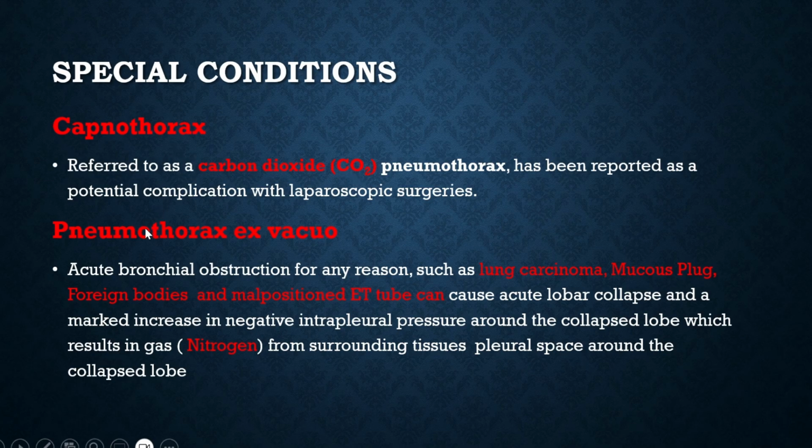So this is called the capnothorax, and pneumothorax ex vacuo is the acute bronchial obstruction due to any cause like carcinoma, mucus plug, foreign body, or malpositioning of ET tube, causing the collapse of the lung and air within the surrounding. This is called the pneumothorax ex vacuo. And in this condition, nitrogen gas is mostly seen as the pneumothorax.